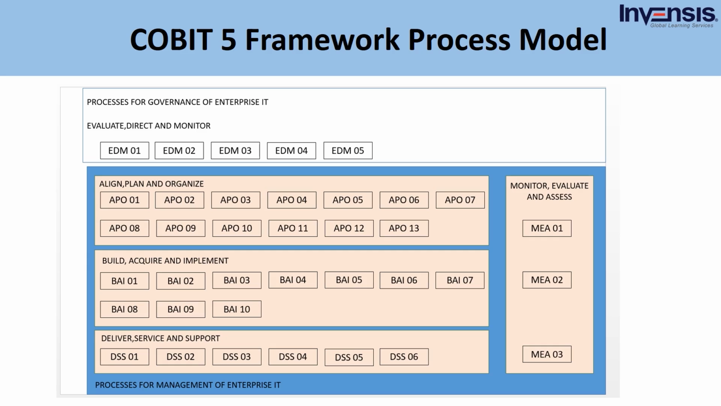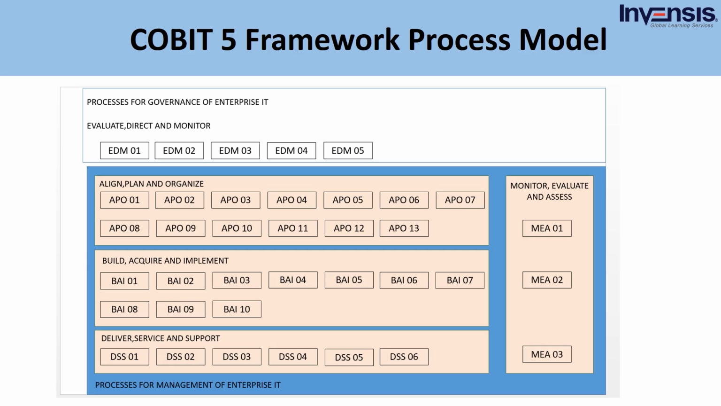Under BAE or build, acquire and implement, we have 10 processes, which are BAE-O1 to manage programs and projects, BAE-O2 to manage requirements definition, BAE-O3 to manage solutions identification and build, BAE-O4 to manage availability and capacity, BAE-O5 to manage organizational change enablement, BAE-O6 to manage changes, BAE-O7 to manage change acceptance and transitioning, BAE-O8 to manage knowledge, BAE-09 to manage assets, BAE-10 to manage configuration.